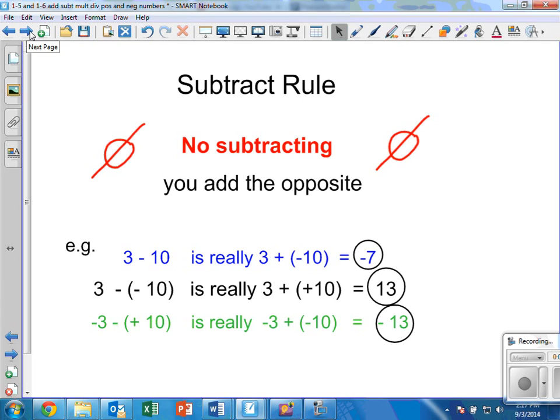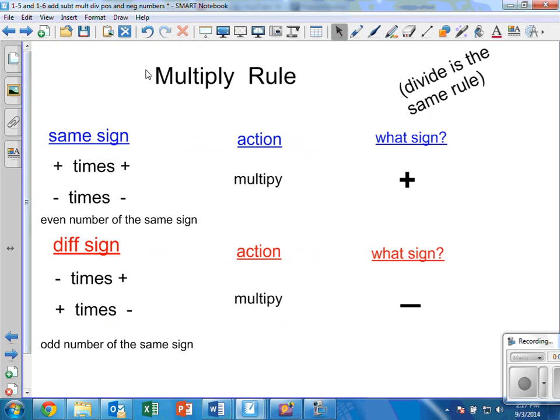Now that we're done with that, moving on, turning the page in 3, 2, 1, and we're going to do the multiply rule. That's from section 1-6. This one is actually easier. There's not so much changing and wondering what you're keeping with the signs. Here's the whole deal. Same sign, multiply, always positive. Negative times a negative, positive.